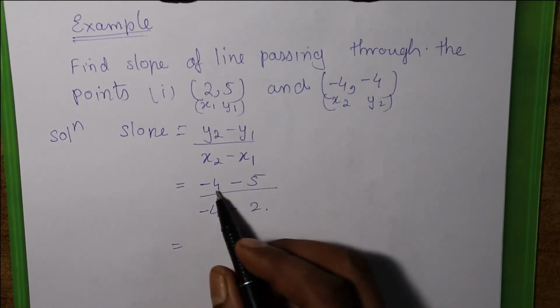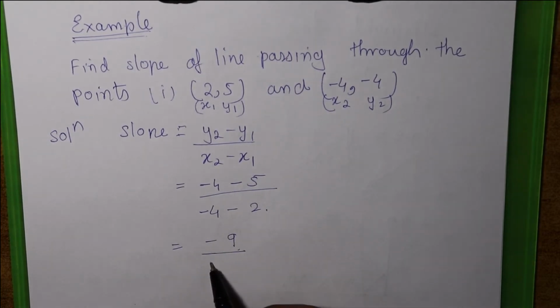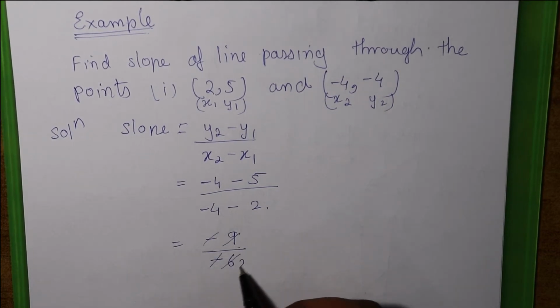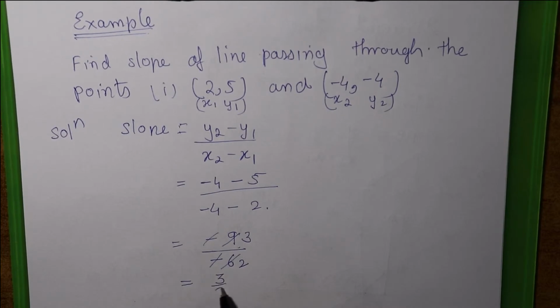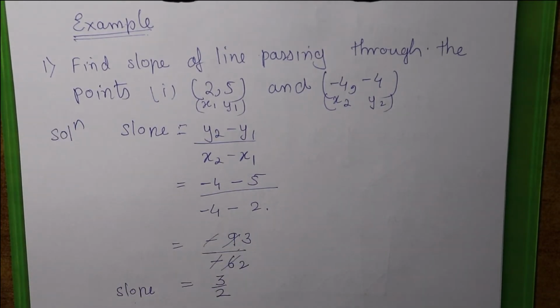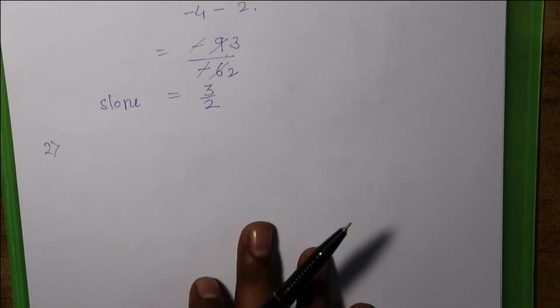So on simplifying, we have minus 4 minus 5 is minus 9 upon minus 6. Minus minus gets cancelled. 3 2s are 6, 3 3s are 9, and we have our answer as 3 by 2. So here the slope of the line is equal to 3 by 2. Let this be sum number 1. So we move on with the second sum, that is sum number 2.